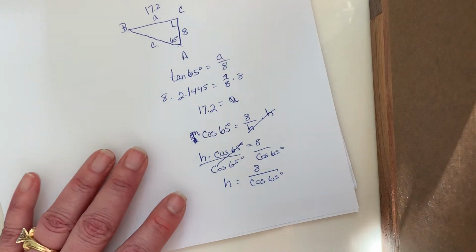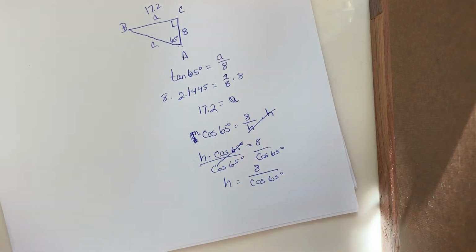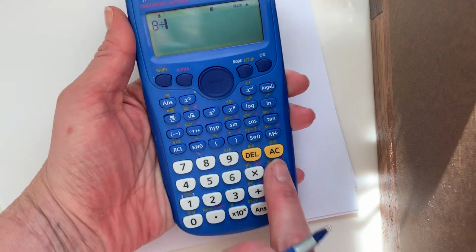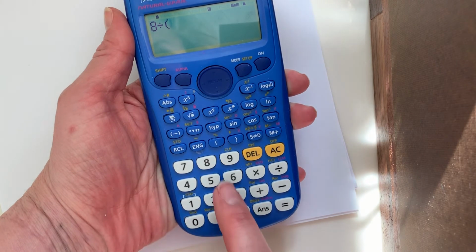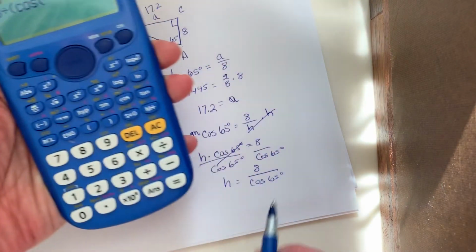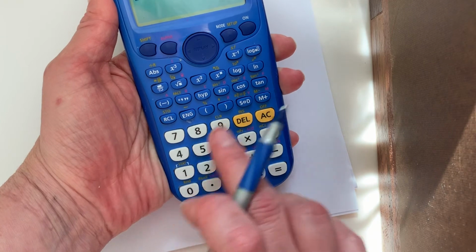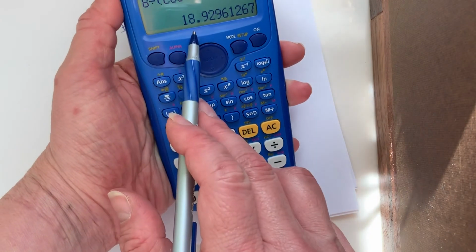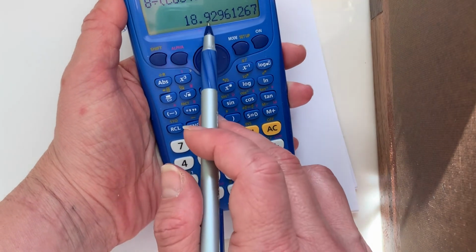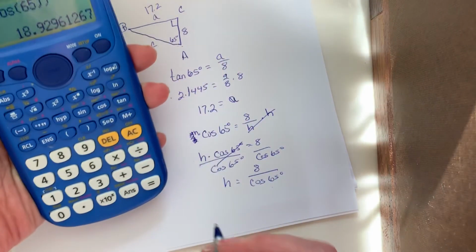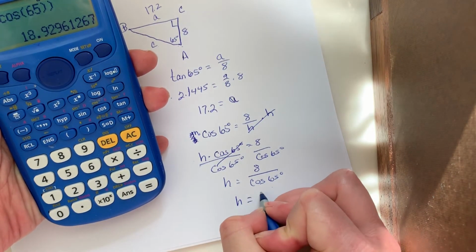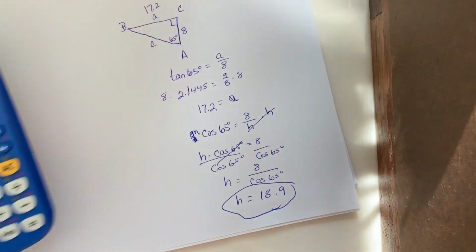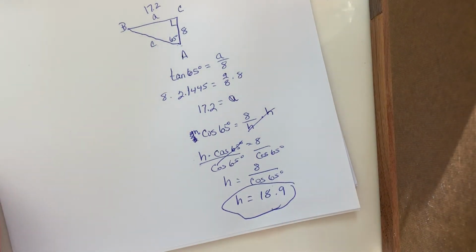All right, so now we are at a place where we can just punch this into the calculator. So we want 8 divided by, open your parentheses, cosine of 65 degrees, close your parentheses, equals 18.92. They want it rounded to the nearest tenth, so our answer is h equals 18.9. All right, so those are the few problems that I thought might give you trouble.